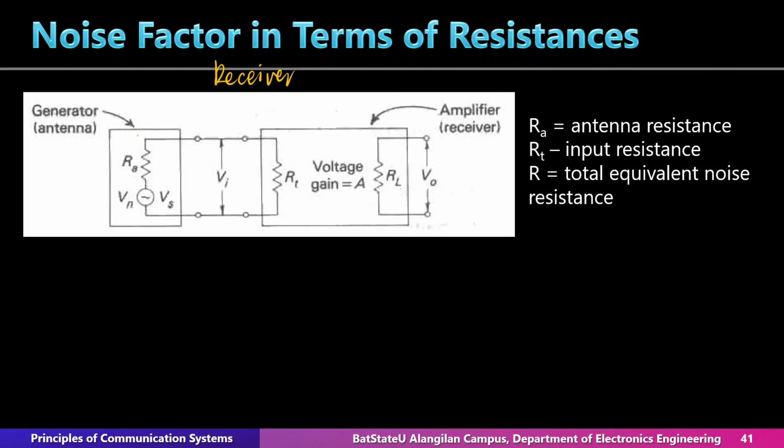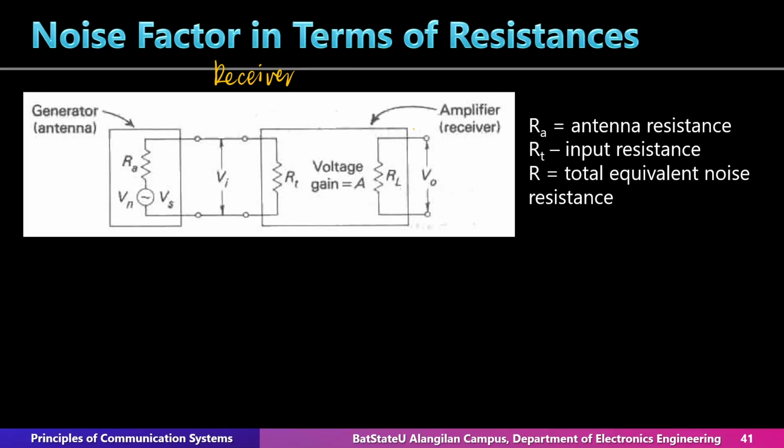Of course, that resistance will generate a noise voltage Vn. So, this is our noise generator. Then the antenna is connected to the front end of the receiver, which is our amplifier. RT is the input resistance of the amplifier, A is the gain of the amplifier, and RL is the load resistance of the amplifier.